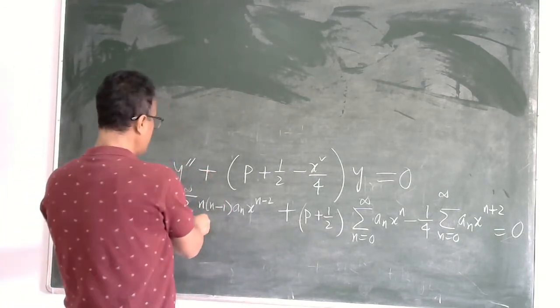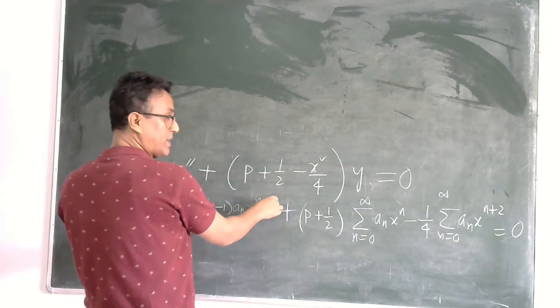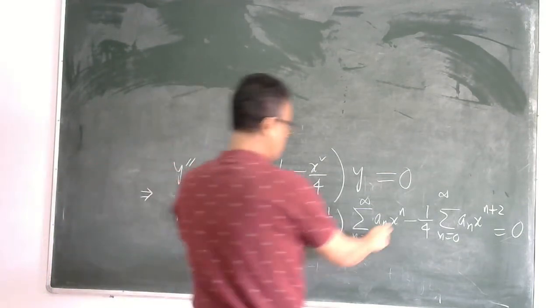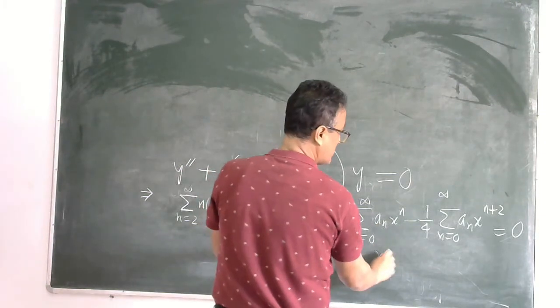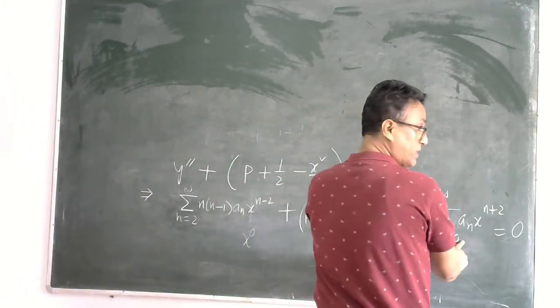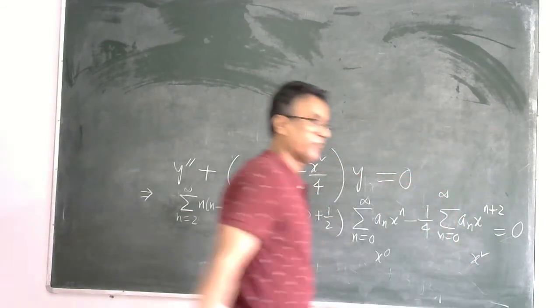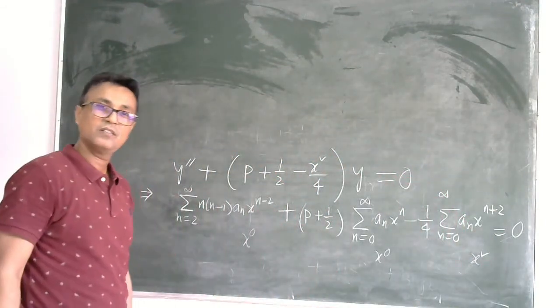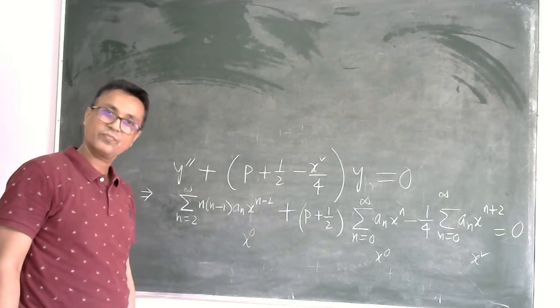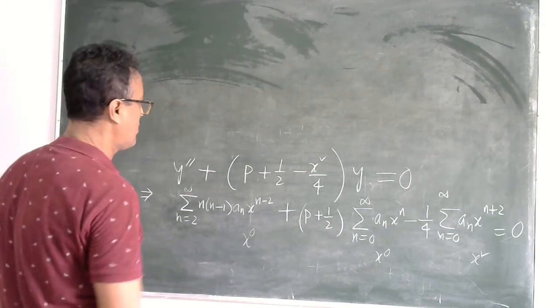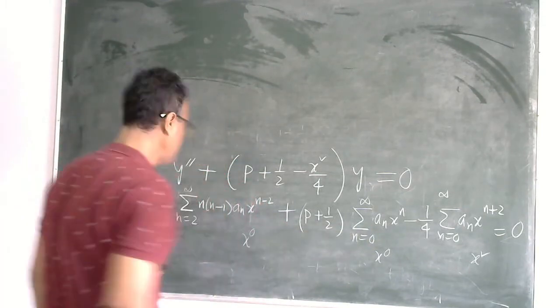here, obviously for n equal to 2, x to the power n minus 2. So this series starts from x to the power 0. This series again starts from x to the power 0. But here you can see that if you plug in n equal to 0, this is going to start from x squared. Is it okay with everybody? Fine. That is why we will have to take the first two terms out from this and this series, right?